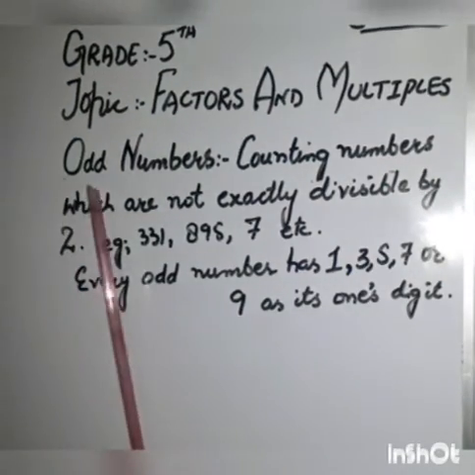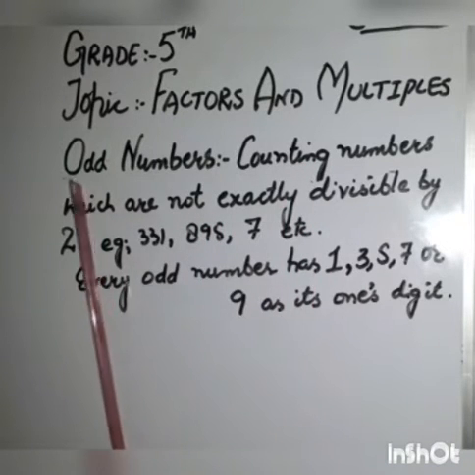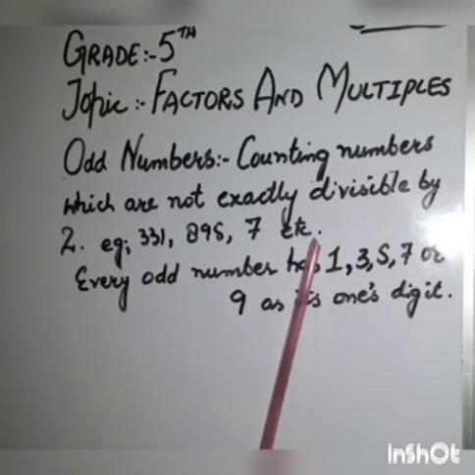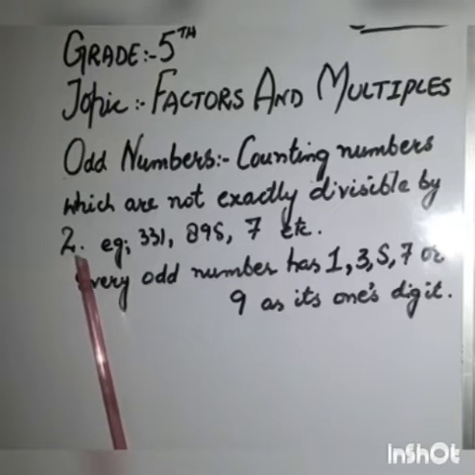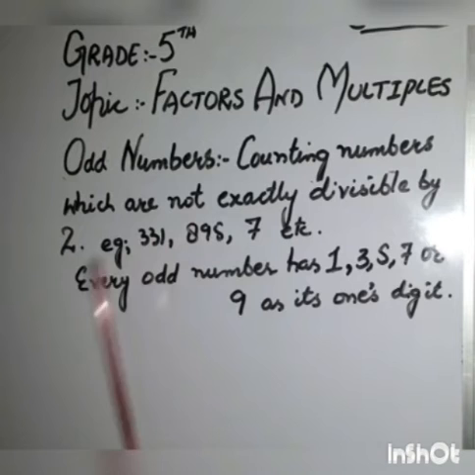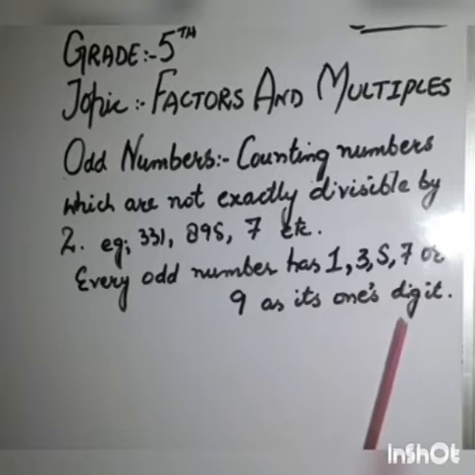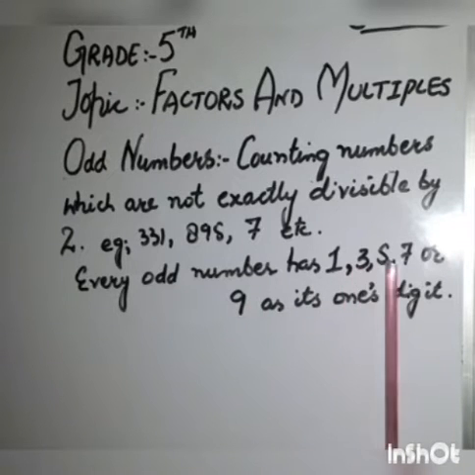Now students, next is odd numbers. So counting numbers which are not exactly divisible by 2 are called odd numbers. For example, 3, 31, 89, 5, 7, etc. So ऐसे numbers जिनको 2 से exactly divide नहीं होगा. That means अगर आप ऐसे numbers को 2 से divide करेंगे तो कुछ न कुछ remainder रह जाएगा. So ऐसे numbers को हम कहते हैं odd numbers. And students, remember, every odd number has 1, 3, 5, 7 or 9 as its ones digit. So odd numbers का ones digit इनमें से कोई हो सकता है, या तो 1 होगा ones digit पे, और 3 और 5 और 7 और 9. Clear?